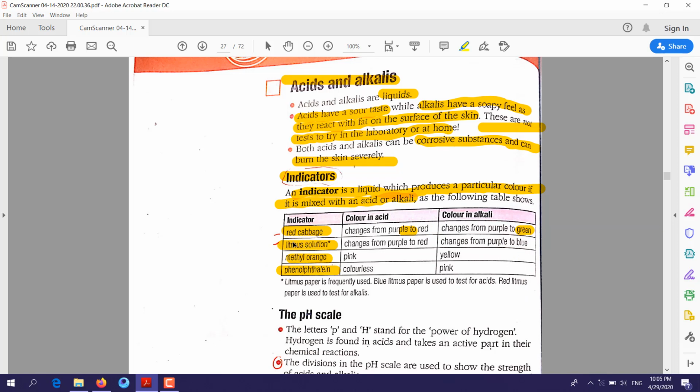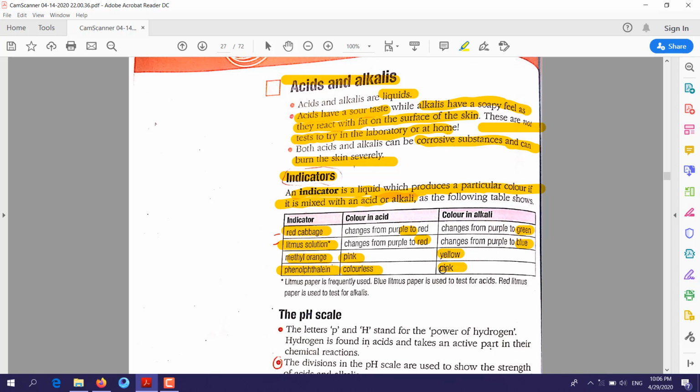Then we have another example of indicator, which is litmus solution. It changes from purple to red when you mix it with acid. But if you mix it with alkali, it gives blue color. Methyl orange gives pink with acid, yellow with alkali. Phenolphthalein is colorless with acid, and pink with alkali.